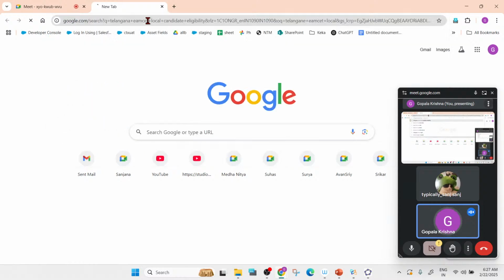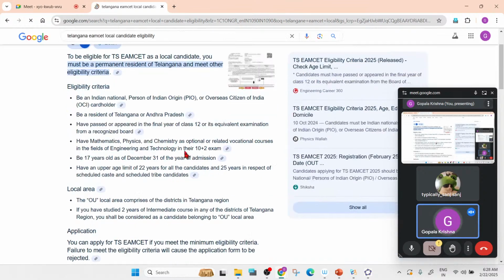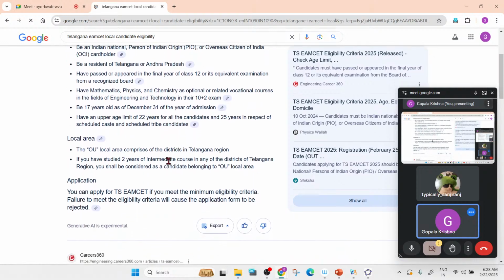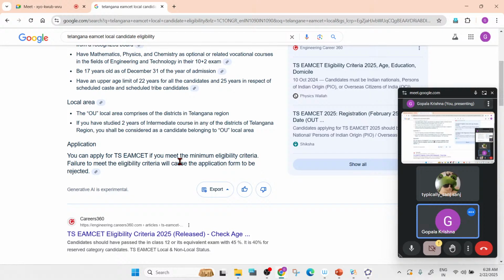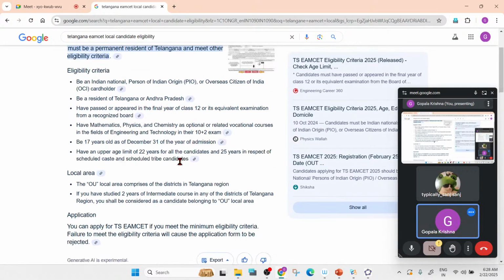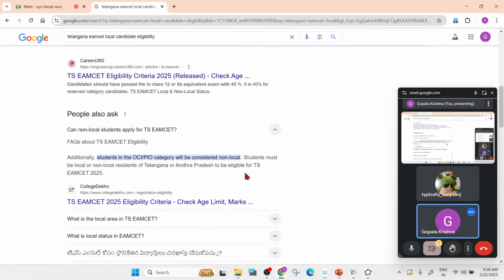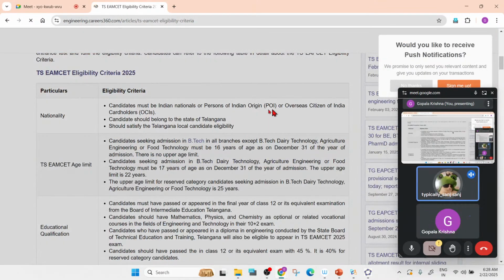Local candidate eligibility. Okay, let's see right now. Local candidate must be permanent and meet other conditions. I think we have to read this in slightly more detail. Yes, sir.